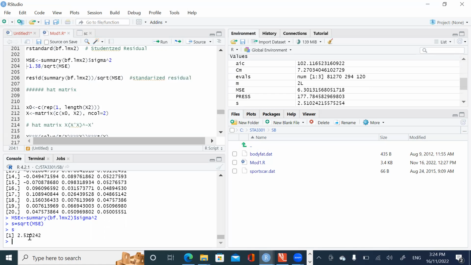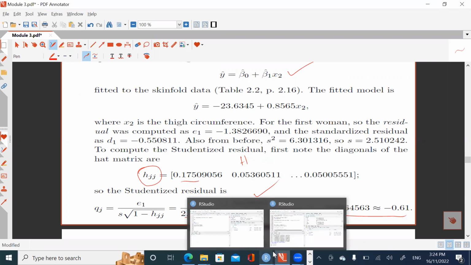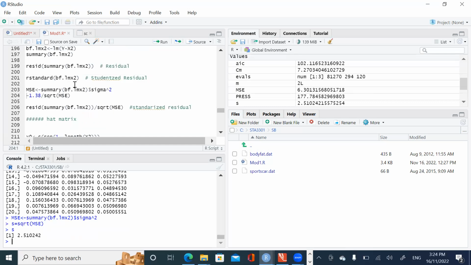So that means S should be 2.51. If I go back to here, this is 2.51, and 1 minus h_jj. If j equals 1 for the first case, it is 0.17. If you calculate this, it will be 0.61. But we don't need to calculate each of these, because if we use the command here, it will give us the standardized residual for all of the observations.